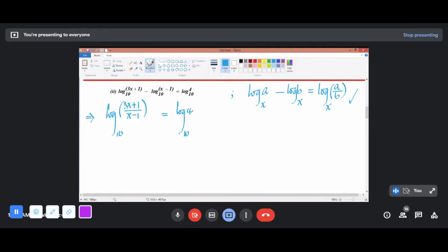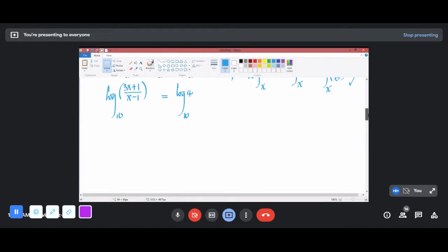From the way I attempted number 1, what's the next step? What should be the next step, class? 3x plus 1 over x minus 1 is equal to 4, and this is over 1. When you cross multiply, 3x plus 1 will equal 4 into x minus 1.